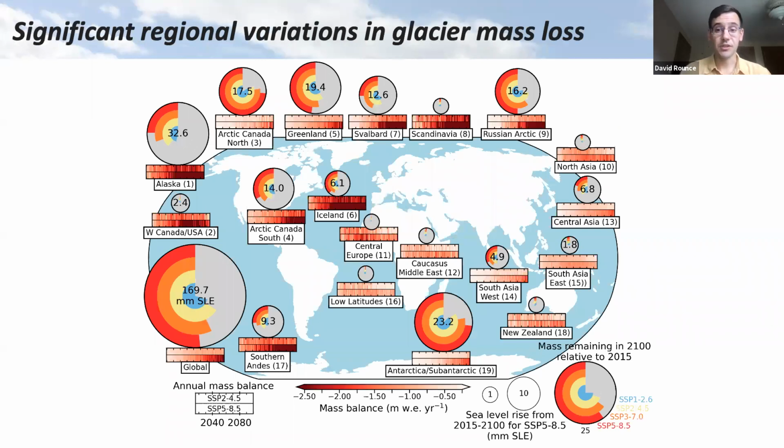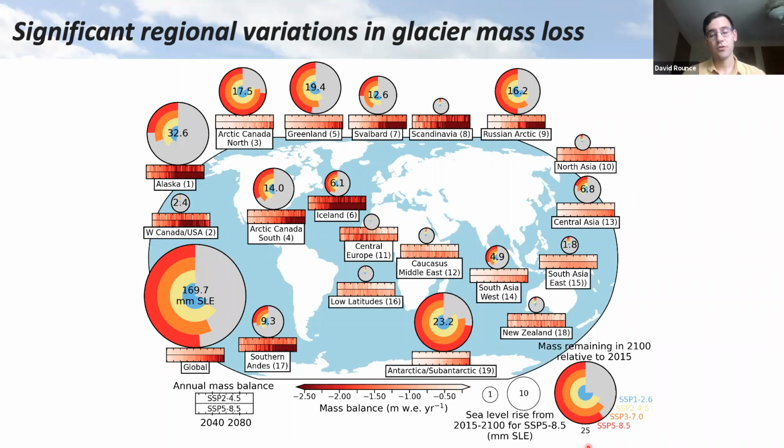Now, at the regional scale, we also find considerable differences in the mass remaining by the end of the century. And this figure is also showing the contributions to sea level rise. So the pie charts are showing the relative mass remaining for each SSP scenario. And so that's what you can see. In red, you have SSP 585, 370, 245, and 126. And the fraction that they cover is indicative of the region's mass remaining by the end of the century. Now, the pie charts are sized by the region's contribution to sea level rise, specifically for SSP 585.